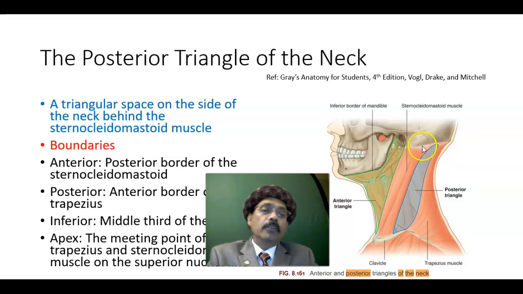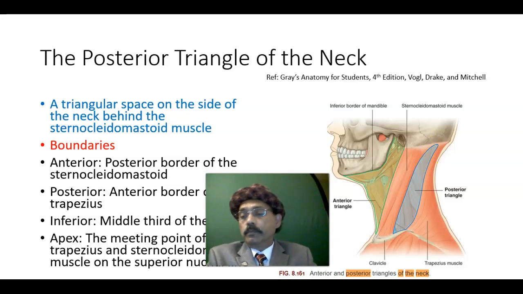This is located on the superior nuchal line of the occipital bone. So again, the boundary anteriorly is the posterior border of the sternocleidomastoid muscle, and posteriorly the anterior border of the trapezius. The base is formed by the upper border of the middle third of the clavicle. The apex is the meeting point of the trapezius and the sternocleidomastoid on the superior nuchal line of the occipital bone.